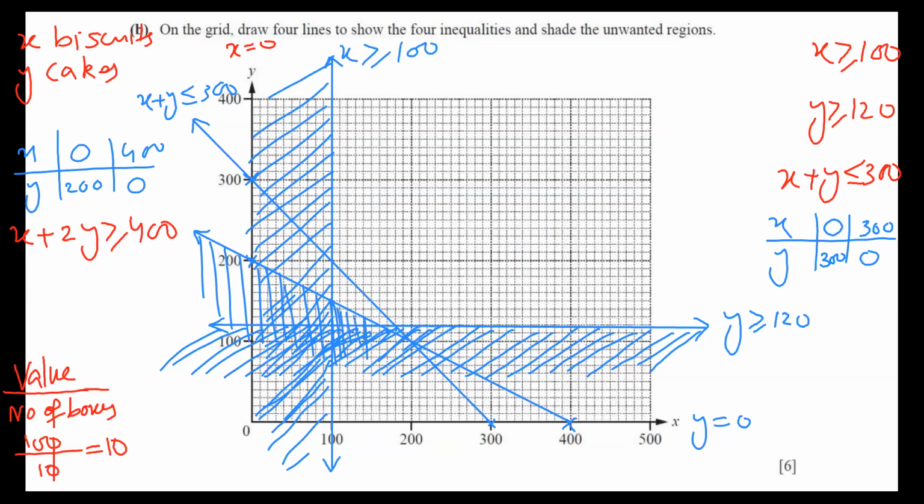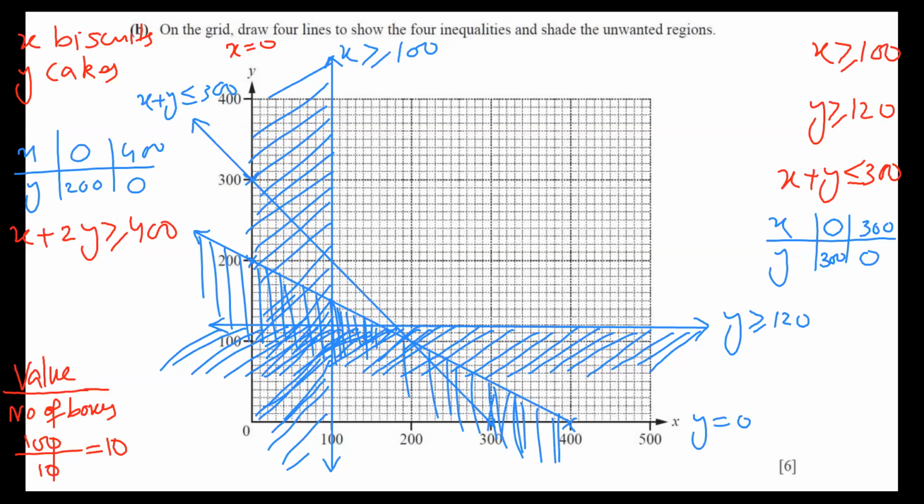You can see here how I'm shading. Okay, this is fully done. Last part, this one here. Again, don't focus on x, don't focus on 300, only y and the inequality sign. And y is less than or equal to.